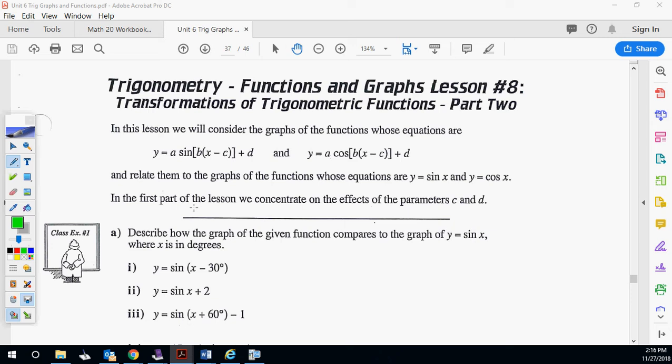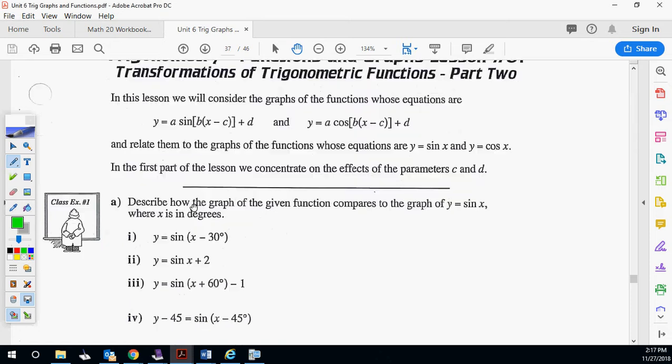It's 6, lesson 8. So transformations, part 2. So now we're taking sine and cosine. We just talked about amplitude and period change, and now we're talking about phase shifts and vertical displacement. That simply means graphs moving left and right, up and down. Okay, so stuff we've already done before.